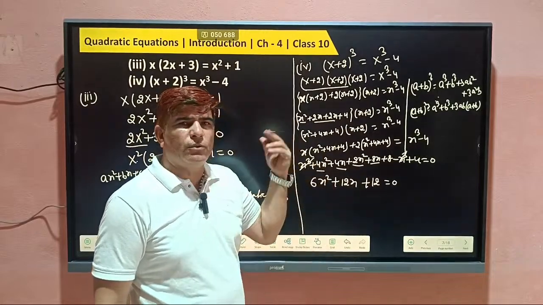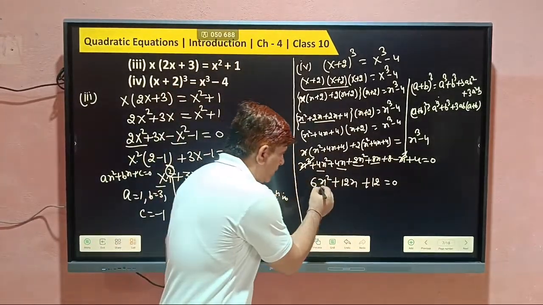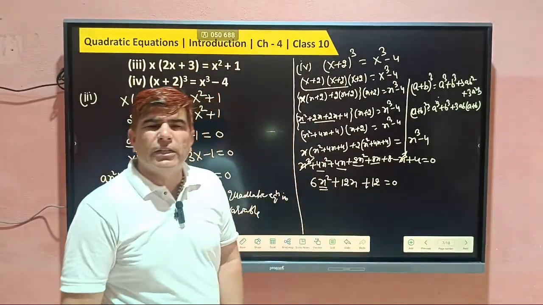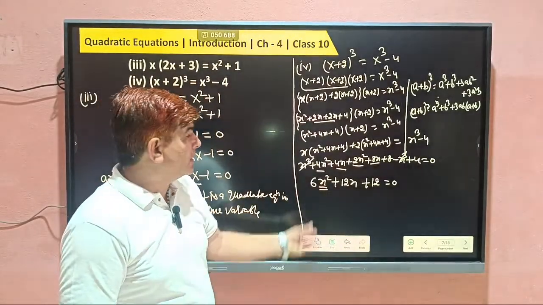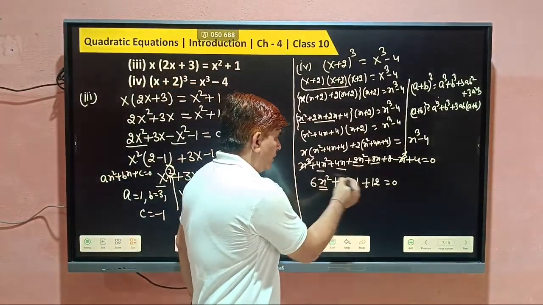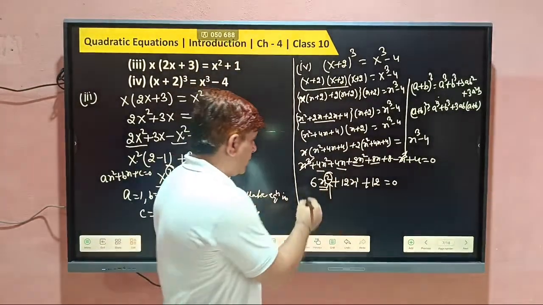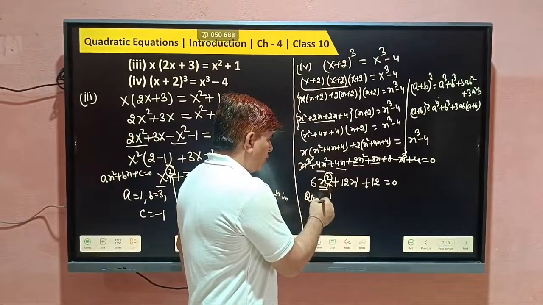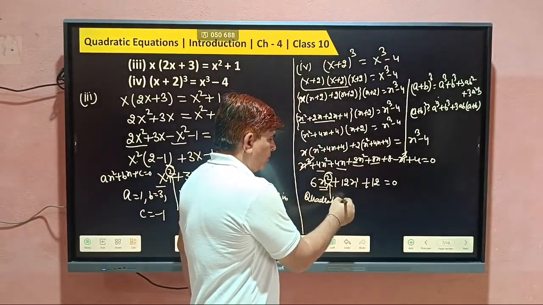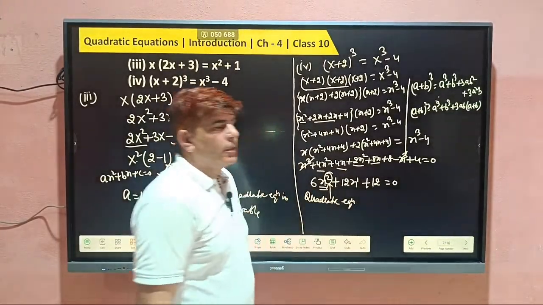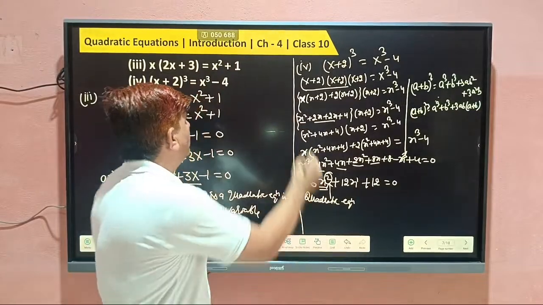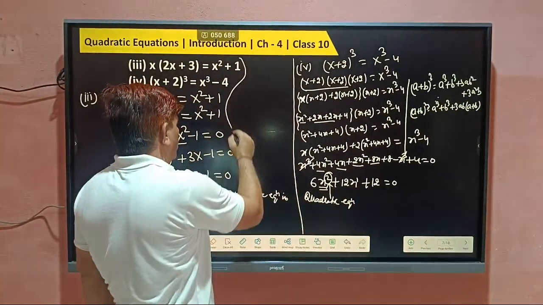What's the highest power of the variable? Which one is the variable? x is the variable. What's its highest power? Here it is 1 and here it is 2. So 2 means it is a quadratic equation. Yes or no?